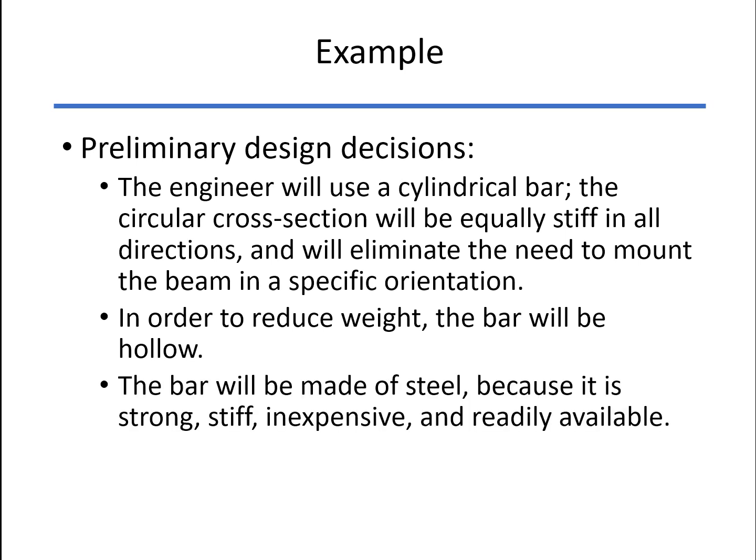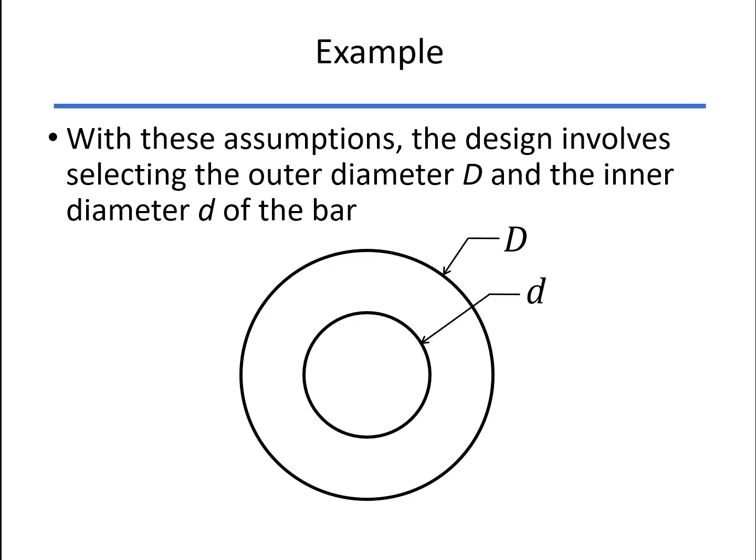And we've already decided we want to make it out of steel rather than wood. It's pretty easy to find. It's strong, stiff, and really not too expensive either. So with those decisions already made, those assumptions, really all we have to do is decide what outer diameter and inner diameter we want this bar to have.